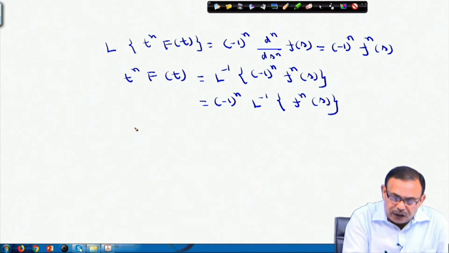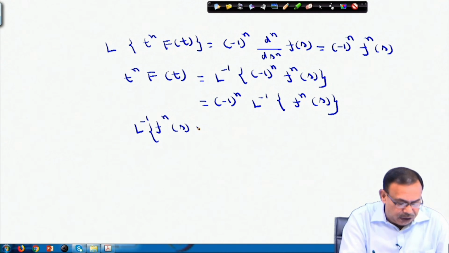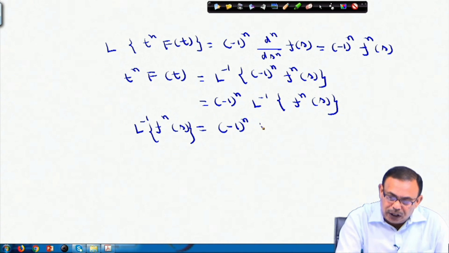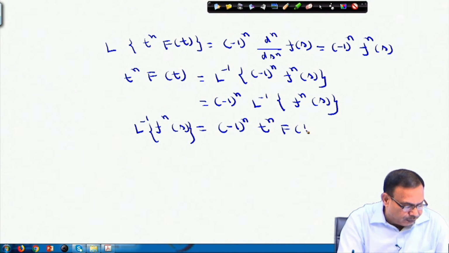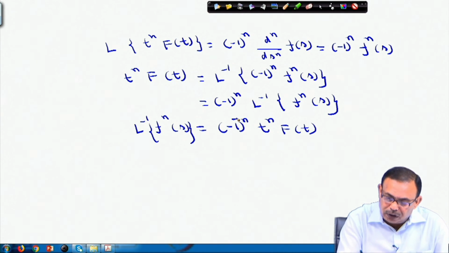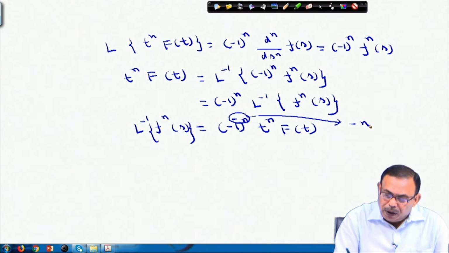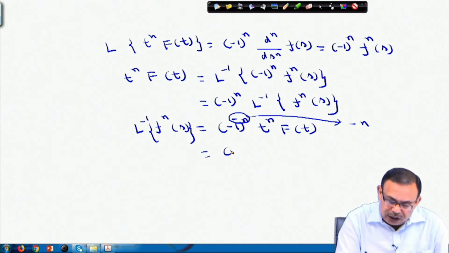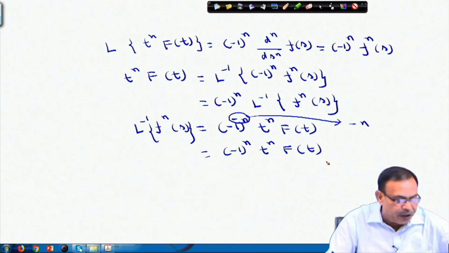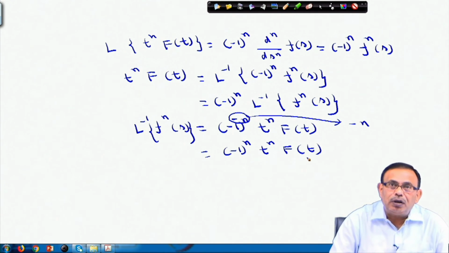Therefore, Laplace inverse of F^(n)(s) equals minus 1 to the power n t to the power n into f(t). Of course, this one will be minus n initially, but I can write it again as minus 1 to the power n t to the power n into f(t), and this completes the proof of the theorem.